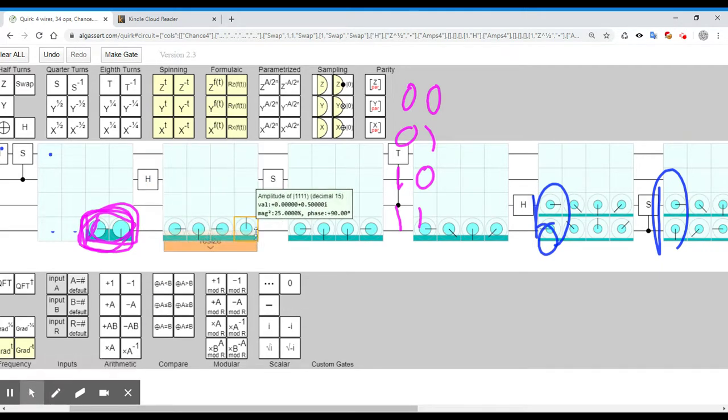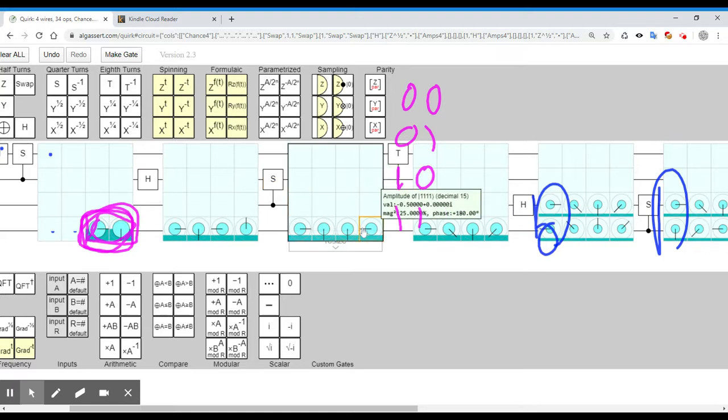This Hadamard just copies that, but flips the sign, so you gotta correct that by applying a Control S and a Control T. And the Control S you apply to here and here, here and here, here and here, and the Control T is applied here and here.